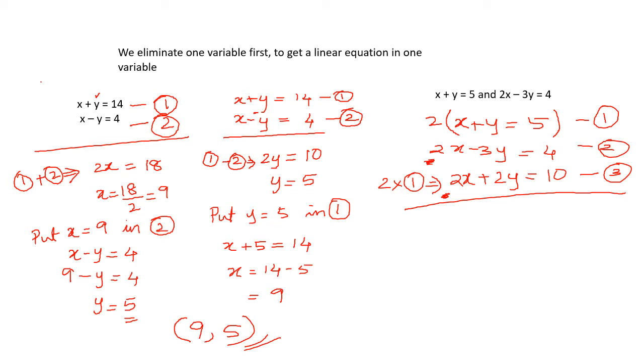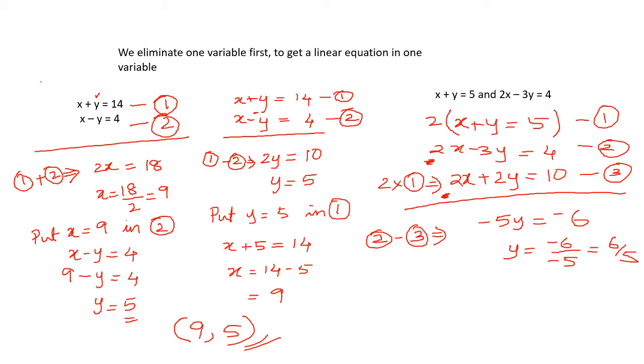So now I'll do 2 minus 3. You can do 2 minus 3 or 3 minus 2, anyway. So 2x minus 2x becomes 0. Minus 3y minus 2y you will get as minus 5y, equal to 4 minus 10, which is minus 6, isn't it? Now y equals minus 6 by minus 5, that is equal to 6 by 5.